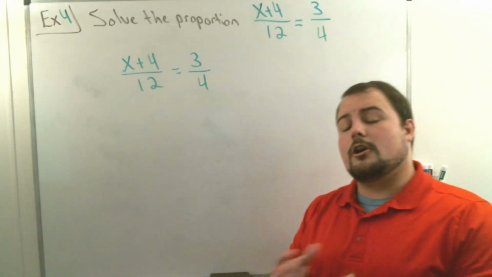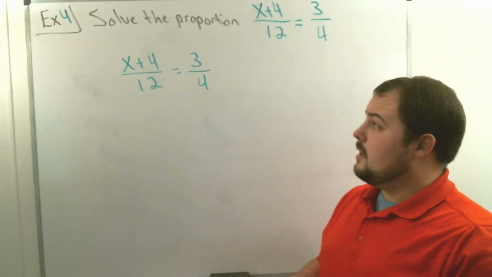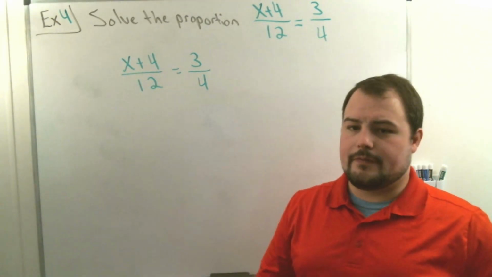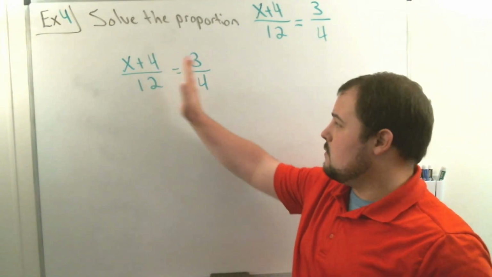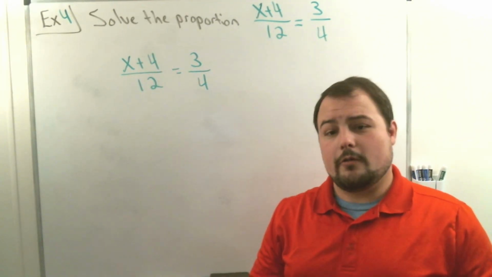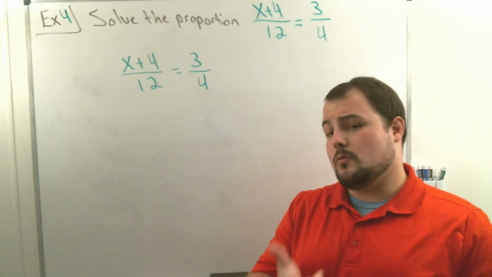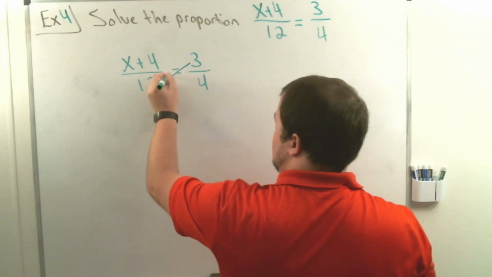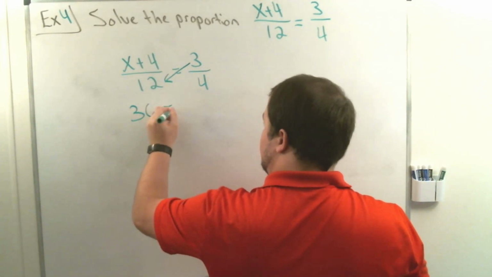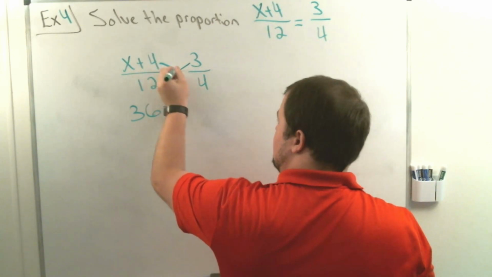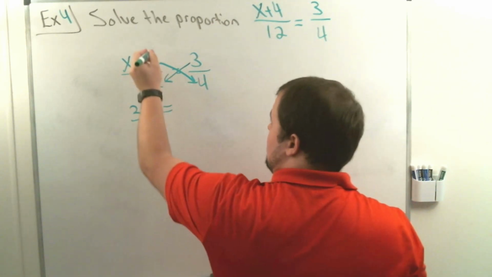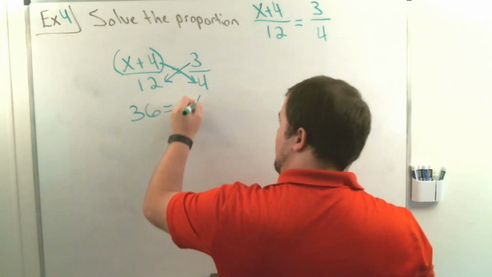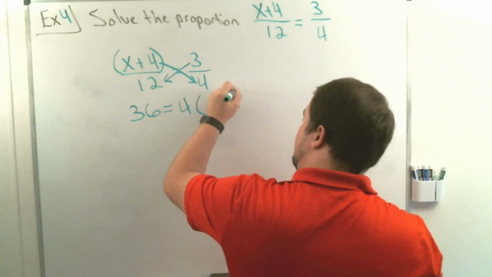In example 4, we're working with something just a little bit different. Instead of having just a variable by itself, we have a variable with a number. We're still going to follow the same rules. We have a fraction equals another fraction, which if they're equal, that means they're proportional. Since they're proportional, we can cross multiply. So we're going to take 3 times 12, and we'll get 36 over here. And we're going to take x plus 4, and we're multiplying it by 4. But this entire thing is multiplying by 4. So it really looks like 4 times x plus 4.